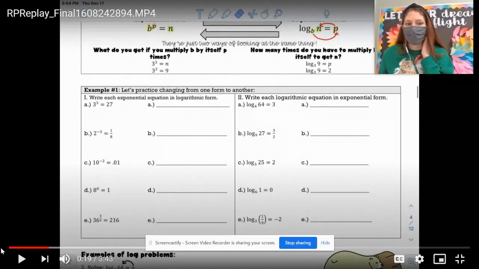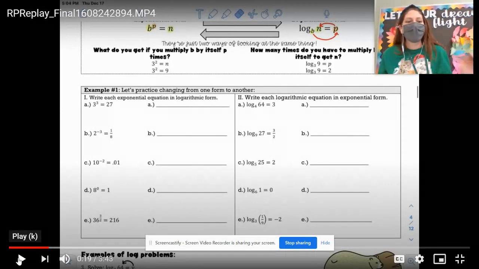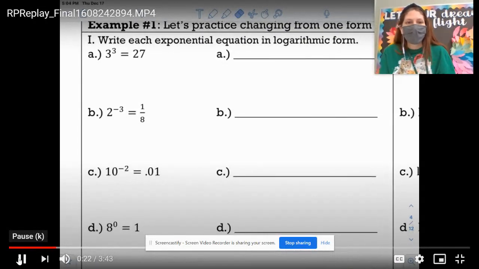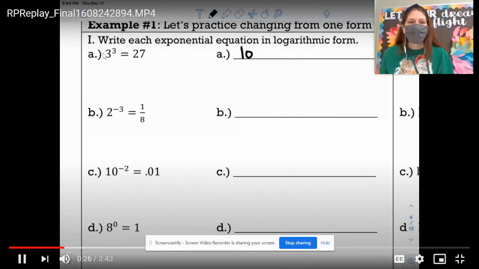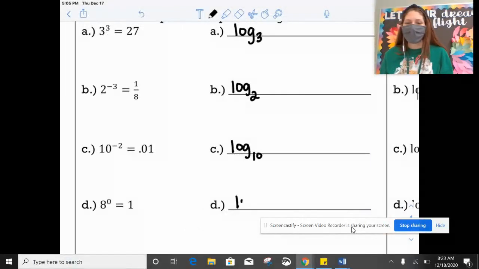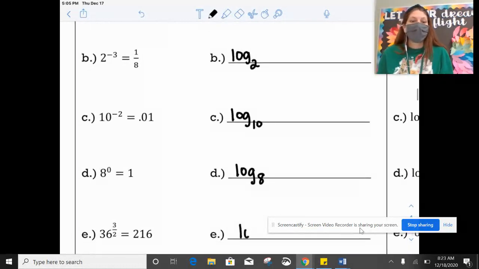Down here, we're going to take what's written in exponential form and write it in log form. First thing I'm going to do is look and identify the base. The base in part A would be 3, in B it's 2, in C it's 10, in D it's 8, and in E, I can't see it yet, but the base is 36. So I identify the base.